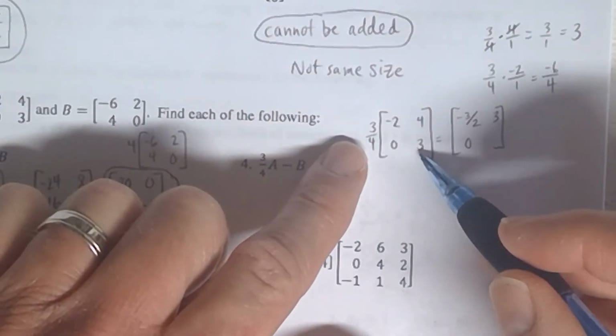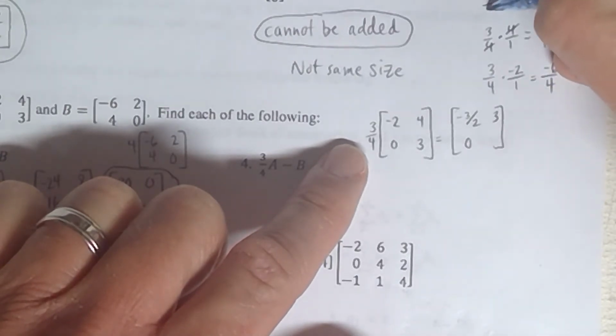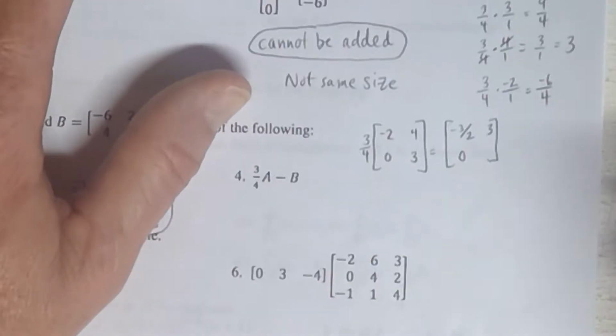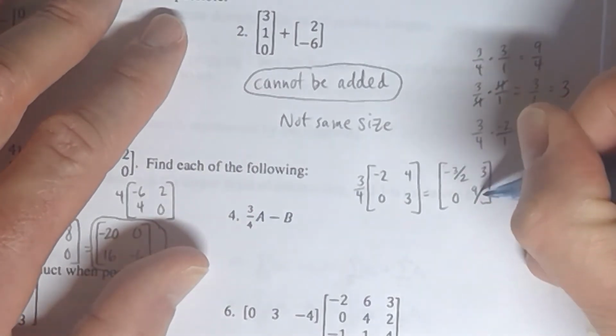And then 3/4 times 3. 3/4 times 3 is what? That is 9/4, isn't it? Nothing cancels there. And so we just get 9/4. 9/4, sorry about that, there it is. 9/4 is already in lowest terms, so we can just bring that down.